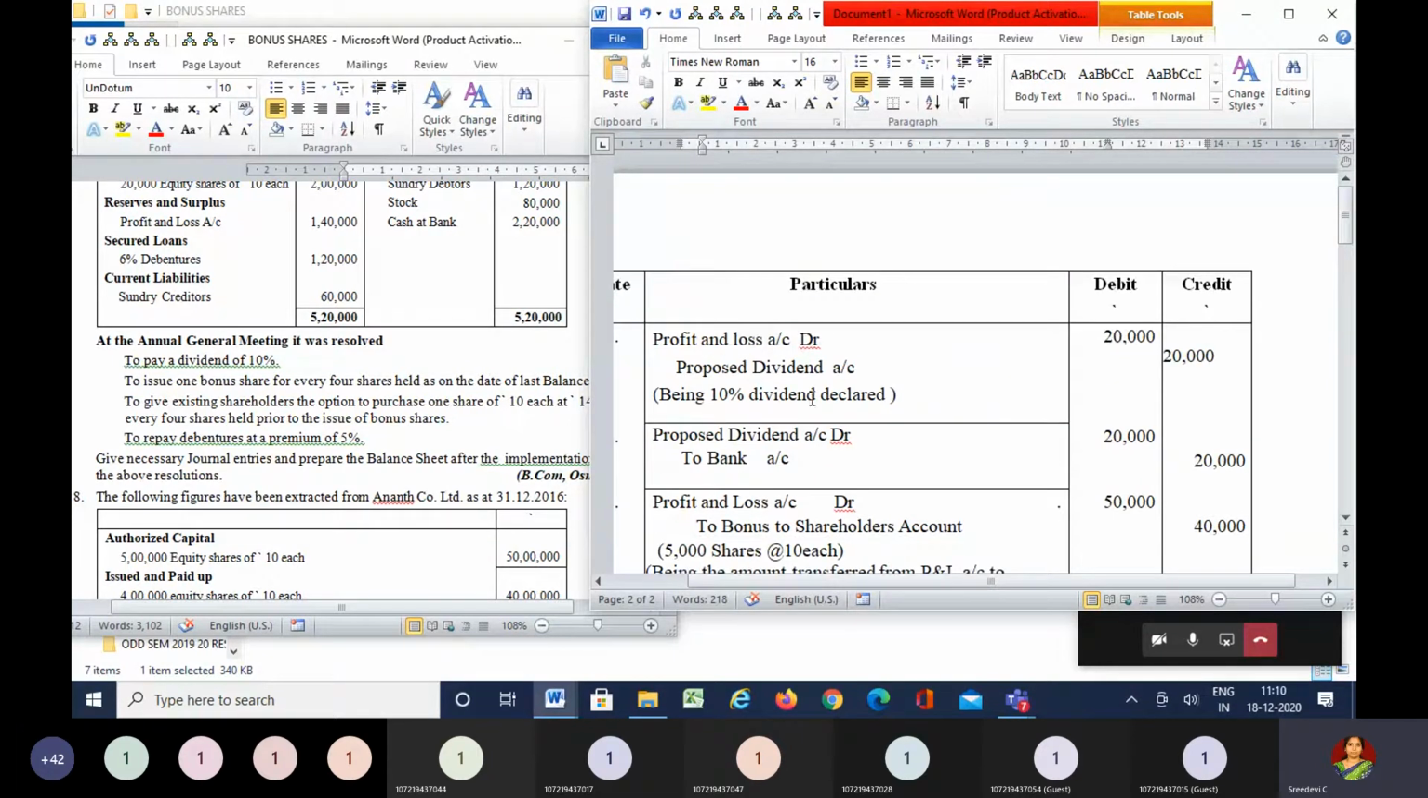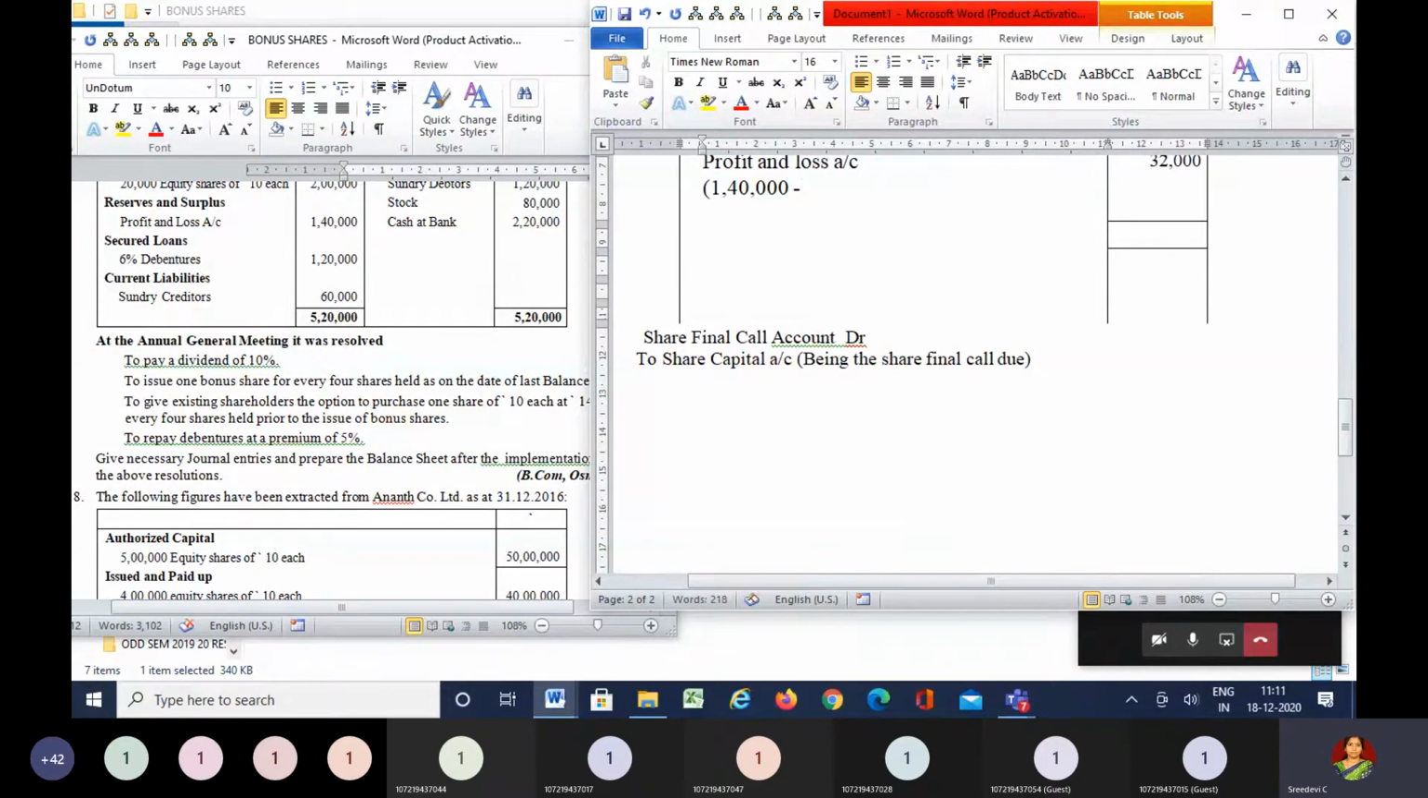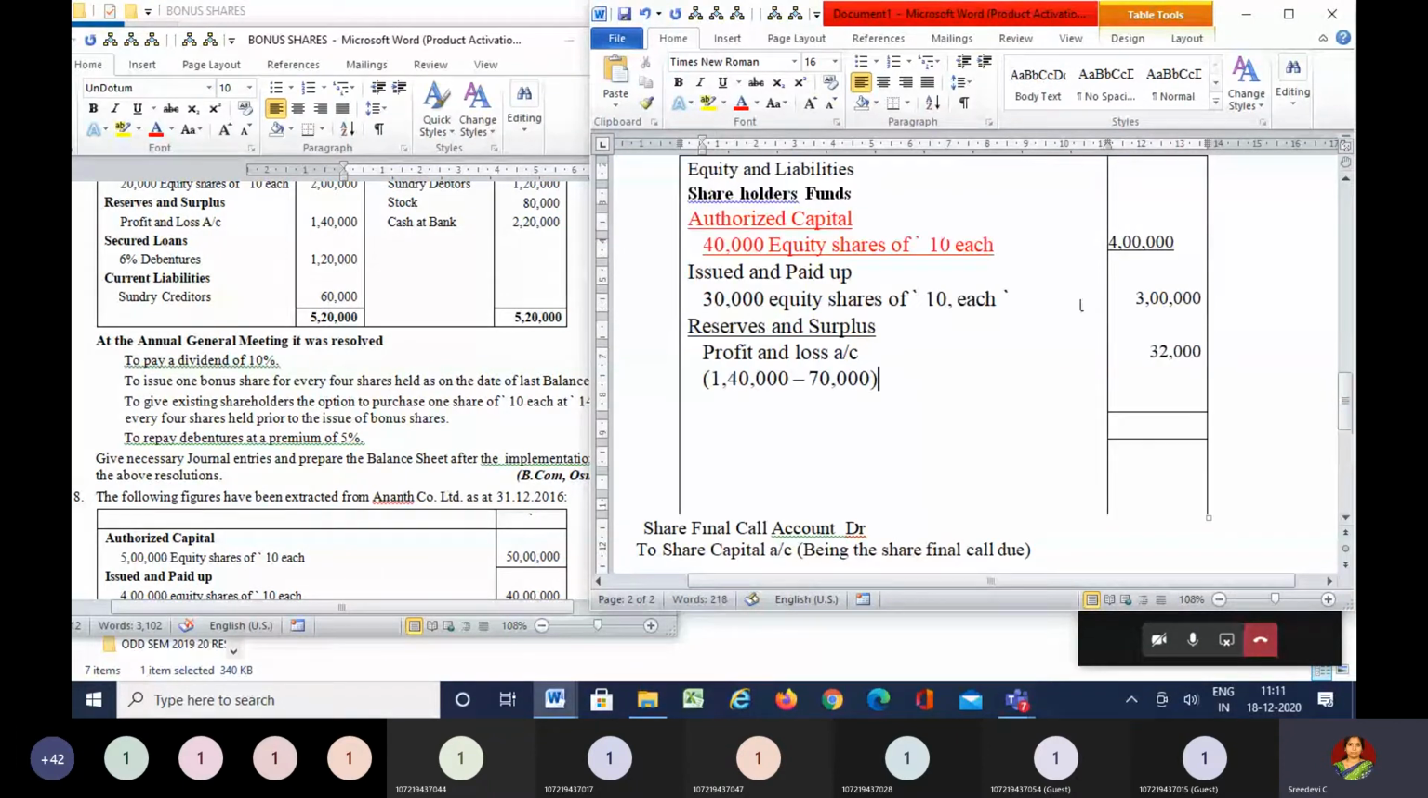So if you see here, the P&L account has been debited with 20,000. Okay, so 1 lakh 40 minus 20. So the balance left over is 20,000. Plus the P&L account has also been debited with 50,000. That means out of 1 lakh 40,000, they have utilized 70,000 rupees towards the payment of dividend and also towards the payment of the bonus shares, right? So therefore from the P&L account, minus 70,000 rupees. So once you deduct 70,000 rupees, the balance left over in the profit and loss account will be 1,000. Clear?